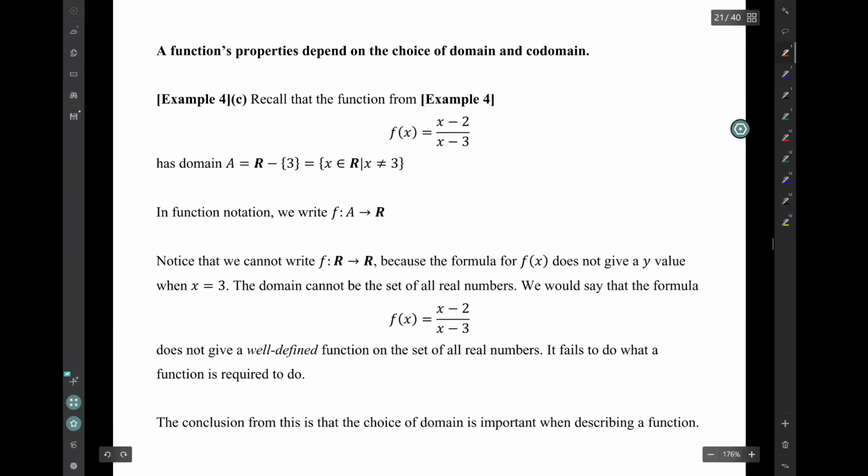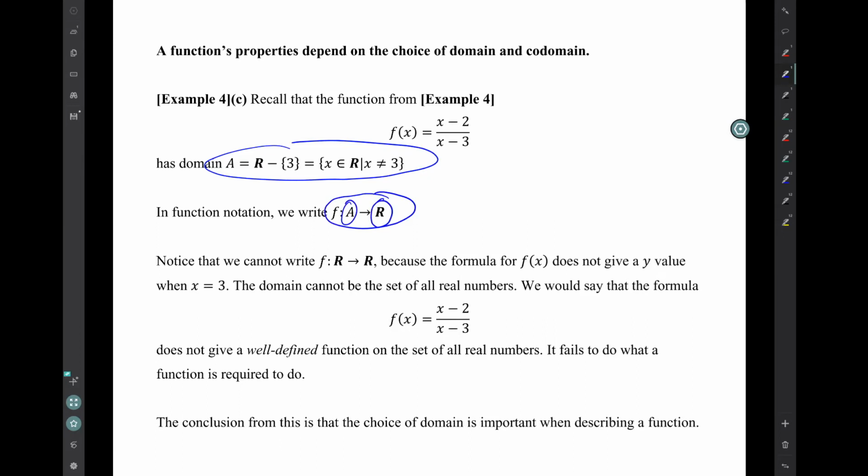Let's go on. Now, a function's properties depend on the choice of domain and codomain. That's very important. So what we just saw was that we used the domain, the set A. The set A is the set of all real numbers x such that x is not 3. And we write in function notation f colon A arrow R, where that's a boldface R. So that means that we can feed in any x that we want as long as it's in this set, and we'll get out a real number.